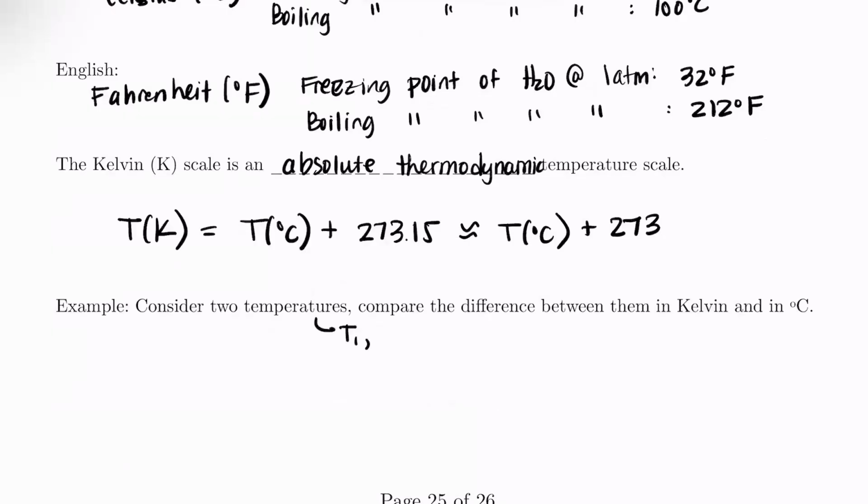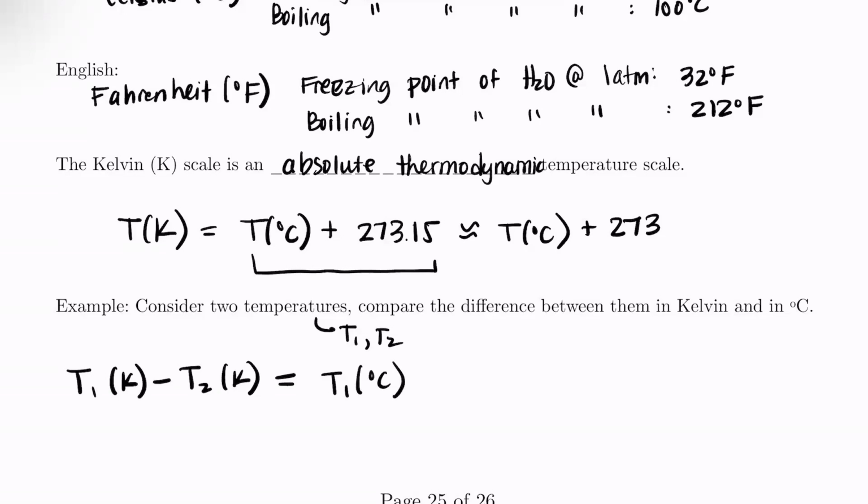Okay, so let's consider two temperatures. We're going to call them T1 and T2, and we're going to compare the difference between them in Kelvin and in degrees C. So essentially we want to know what is T1 in Kelvin minus T2 in Kelvin, and figure out how that's related to the temperature difference in degrees C. So I'm just going to rewrite this statement, but using this version of the definition for a temperature in Kelvin. Okay, so we have T1 in degrees C plus 273.